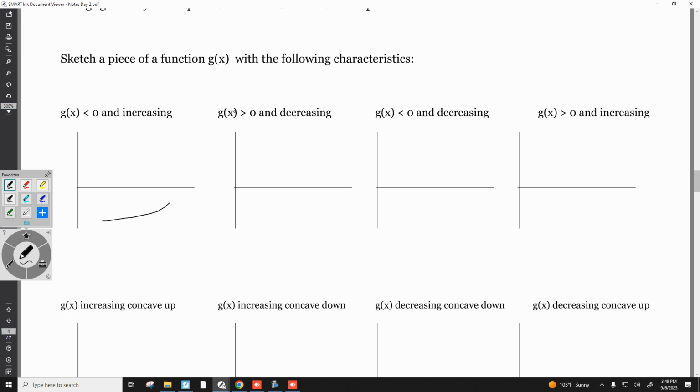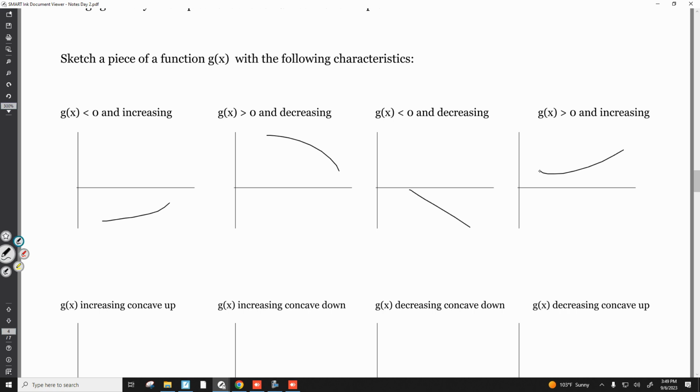When is g positive and decreasing? Great. Don't care how you curve. You can curve like that. You can have no curve. You could be curving this way. That's fine. I'm above the x-axis and I'm decreasing. Next one. And the last one. Negative and decreasing, positive and increasing.